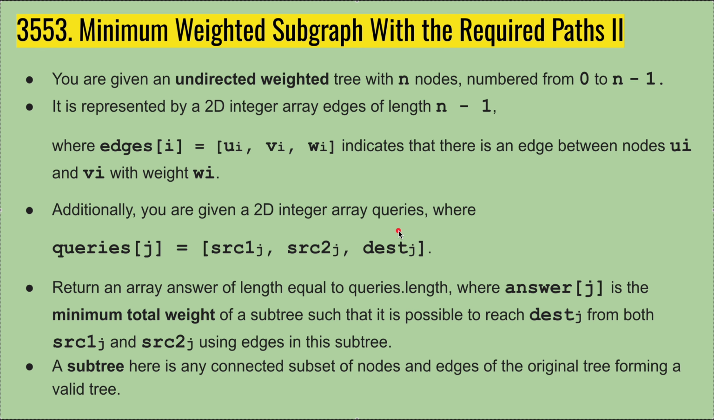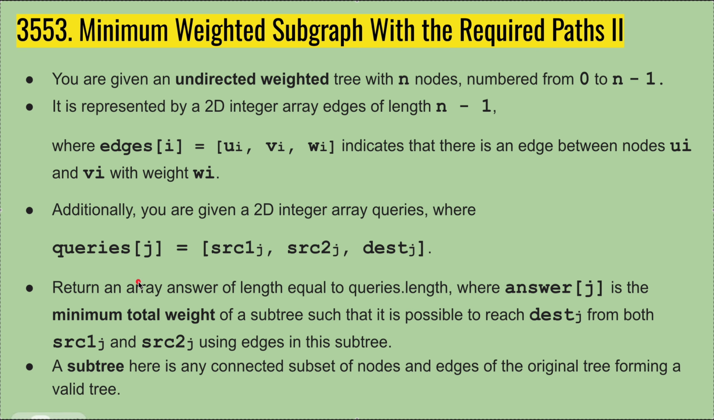So let's suppose we have a tree with nodes, and source 1, source 2 and destination are given, and we have to find the unique path between them. Then we'll do exactly what the question is saying. Okay, so there is a trick that we will understand.